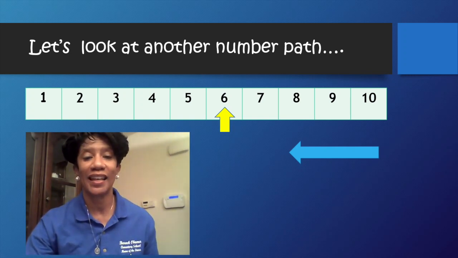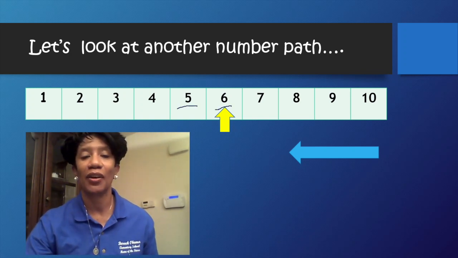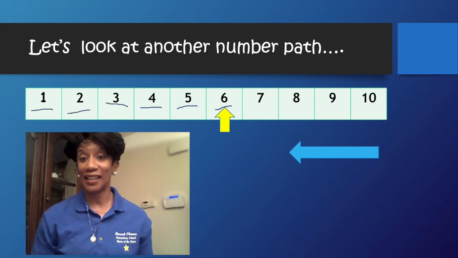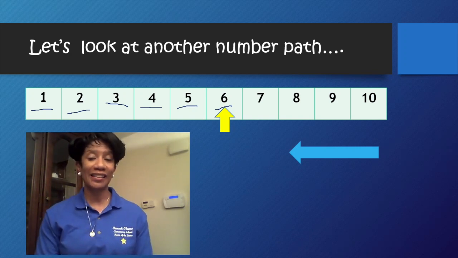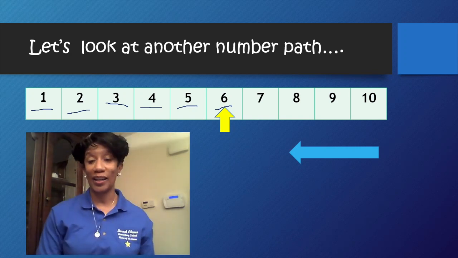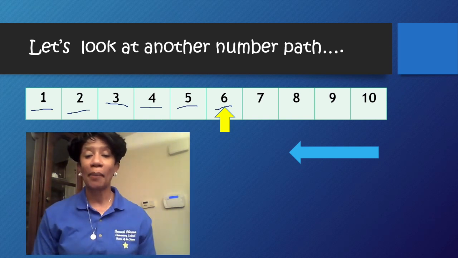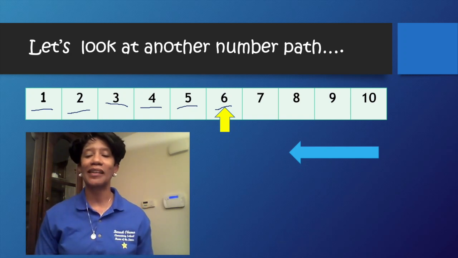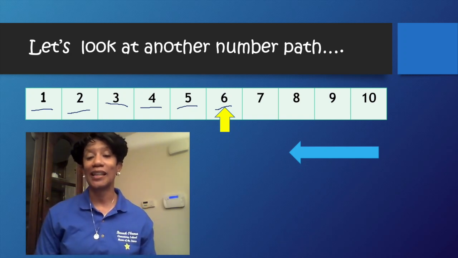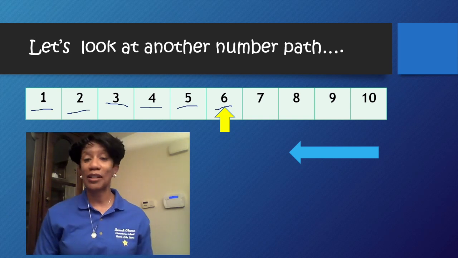Are you ready? Let's go. 6, 5, 4, 3, 2, 1. Excellent. We just counted backward starting at 6 and we went down to 1. So when we counted backward, we started at 6, which meant that's the number we were given, and we counted backward orally to 1. You're doing a great job.